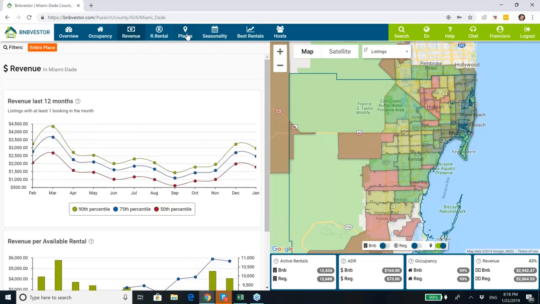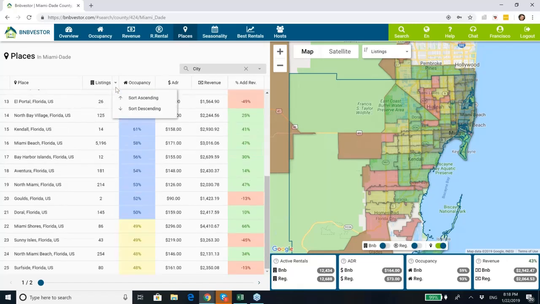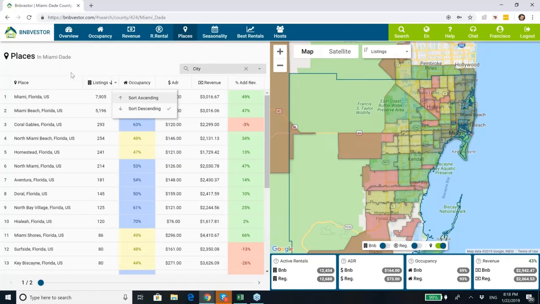The other thing that I want you to see is what we call places. Places will take all the cities in that specific zip code, that specific county, and it will order that information by occupancy. As you can see, small cities could have 97, 84, 81%. But if you want to see the city that has the highest listings, I want to show it to you right now, it is Miami.